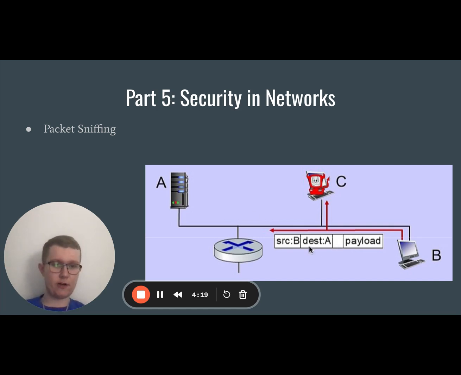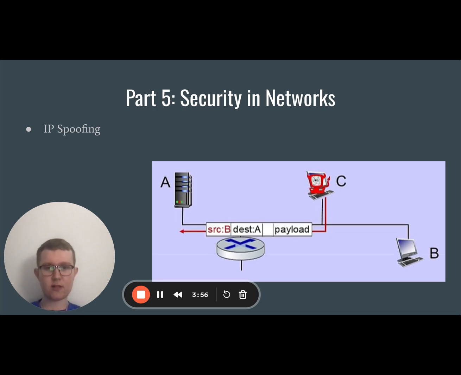As we see here, our source is B, which is our client, and the destination is A, which is the server. We're connected over a router between the two right here. But as we're going to our destination, C here, which is our little hacker, is going to pick off our packet and intercept it. We're not going to be able to go to where we want to, and it's going to be captured.